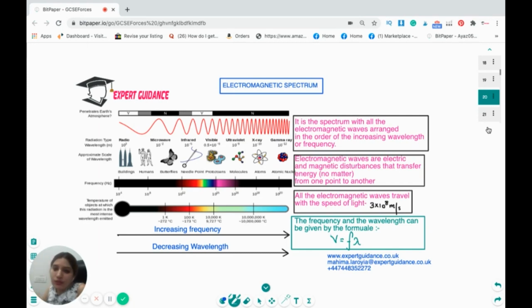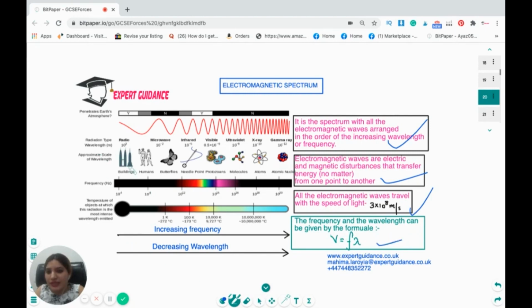Now let's come to a very important topic called the electromagnetic spectrum. What is the electromagnetic spectrum? It is a spectrum with all the electromagnetic waves arranged in the order of increasing wavelength and frequency. Electromagnetic waves are electrical and magnetic disturbances that transfer energy from one point to another, and all electromagnetic waves travel with the speed of light, which is 3 times 10 power 8 meters per second, and the frequency and wavelength are related by the formula v equals f times lambda.